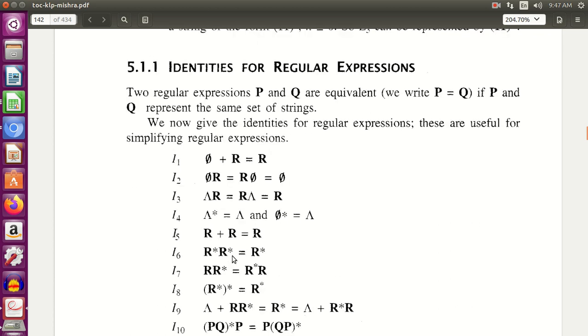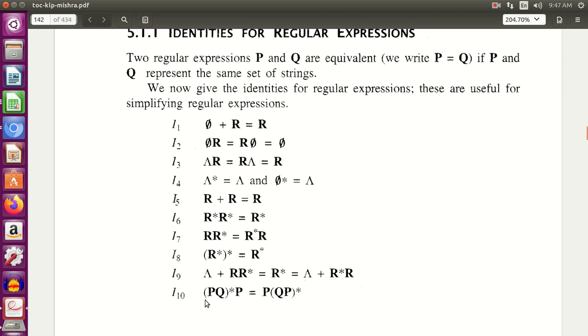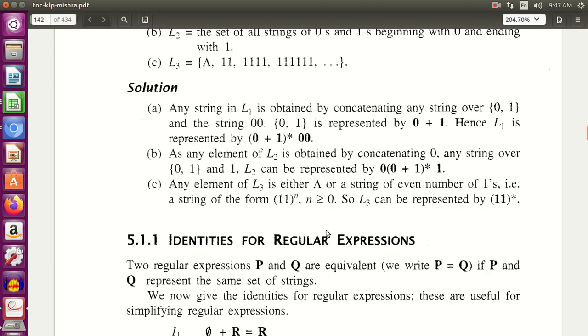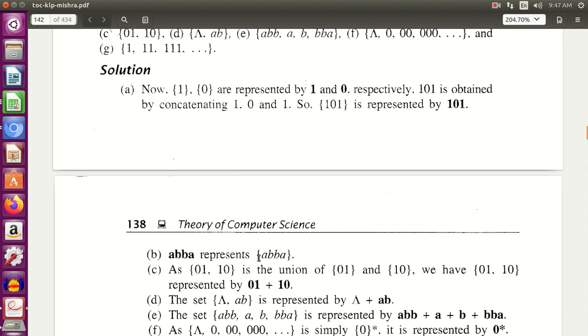R star concatenate with r star gives you r star. R star is equivalent to r star r. You can write it in both ways. Associativity is there. R star whole star is same as r star. Lambda plus r star is equal to r star. So this is very clear, because r star is basically everything which is there except lambda. If you remember, we have just seen over here.